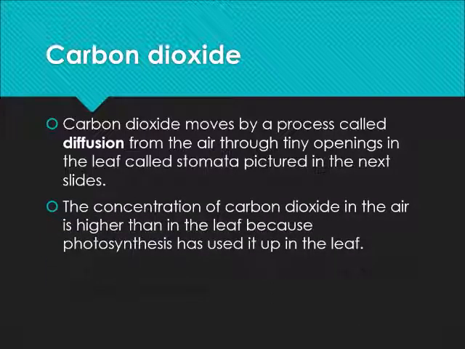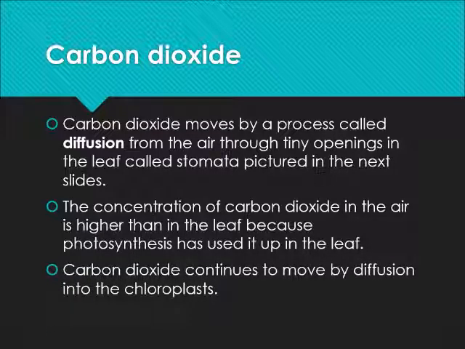Because the concentration of carbon dioxide in the air is higher than that in the leaf, because photosynthesis has used it up in the leaf, it will tend to then move into the leaf because of that change in concentration. And then it continues to move by diffusion. So once it's got into the little cavity, if you like, with the stomata, it will then diffuse across the cell membrane into the chloroplasts and get converted.